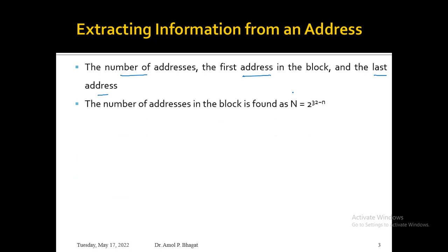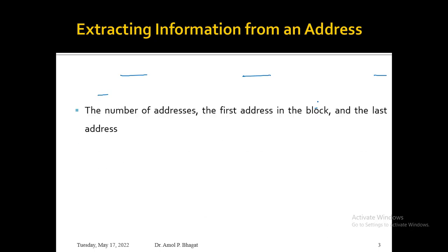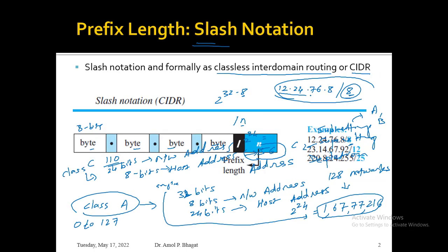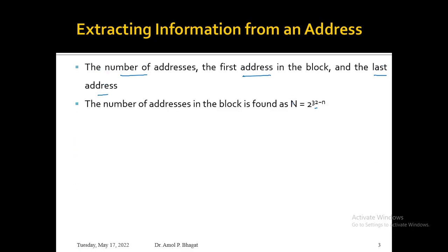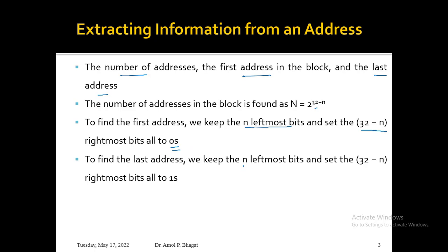The number of addresses in the block can be simply identified by 2 raised to power 32 minus n, as I have just indicated, that is 2 raised to power 32 minus 8, because the value of n here was 8 in the slash notation. Then you can also identify the first address. How to identify the first address? Whatever address has been given, we convert it into binary notation, and then we keep the first n bits as it is, and the remaining 32 minus n bits we make 0 to get the first address. And to get the last address, again we keep the first n bits as it is. In the previous case the value of n was 8, so 8 bits will be kept as it is, and the remaining 32 minus n bits will be made ones.